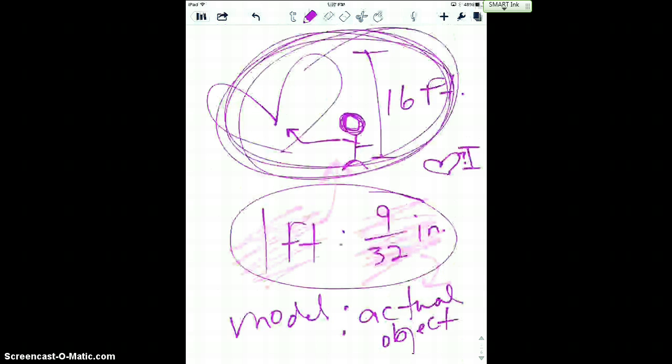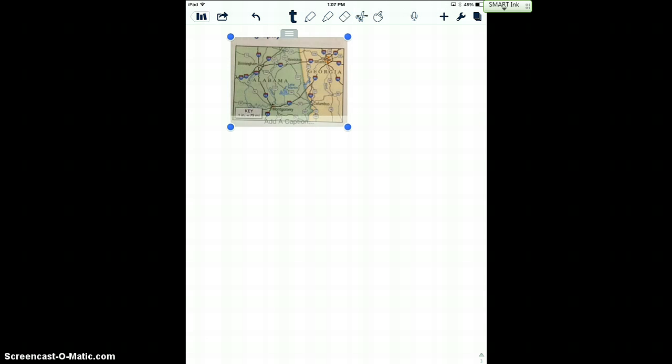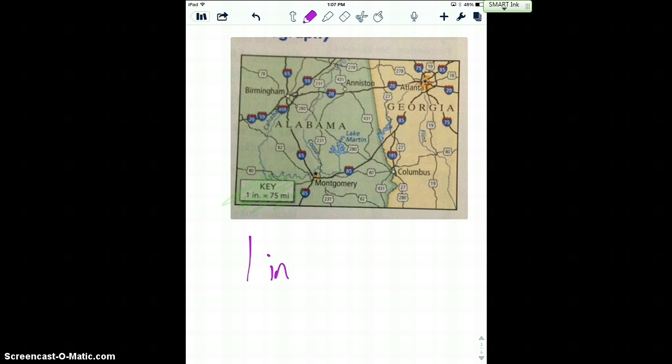All right, let's look at one other one. Let's look at scale model, but on a map. So you've probably seen this. You have a map, and it's drawn to scale, okay, so that we can fit it in a book or fit it on your computer screen. It's reduced down, right? It's reduction. And they give us the scale in this scale model. For every inch in the model, or on the map, it represents 75 miles in life, in reality, in the actual.